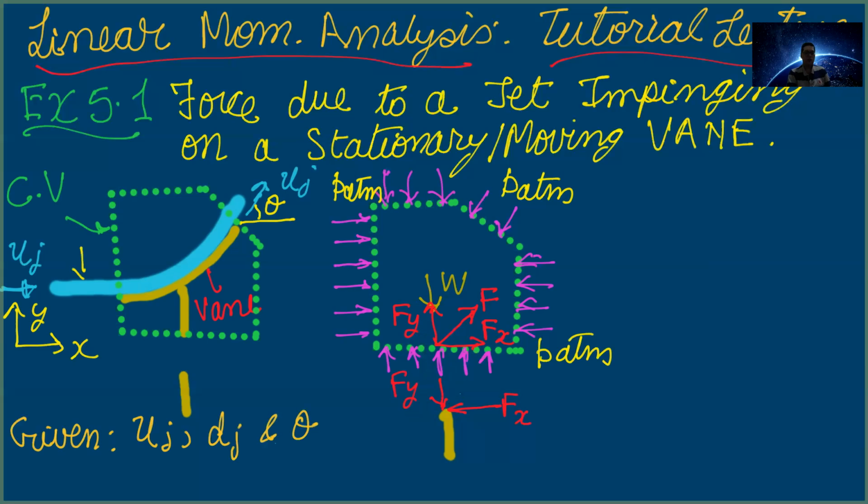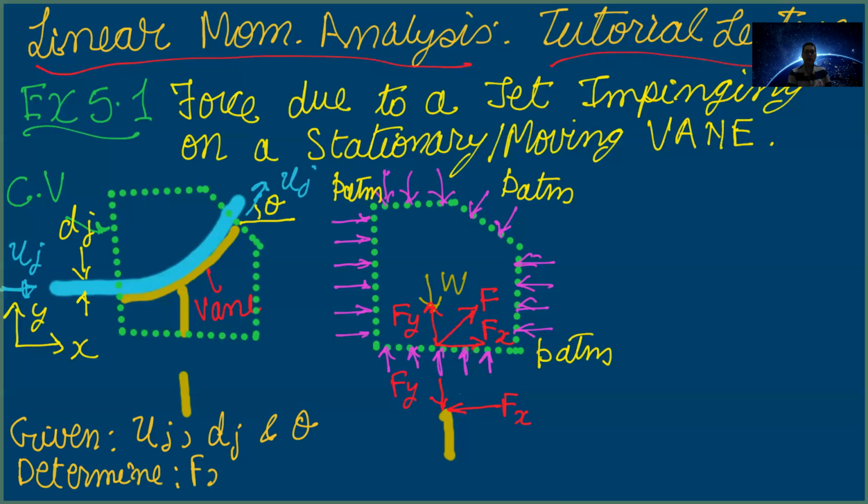In this problem, you are given the jet velocity, which is this. You are given the diameter of the jet, and you are given the inclination angle, which corresponds to the inclination at the exit of this vane.